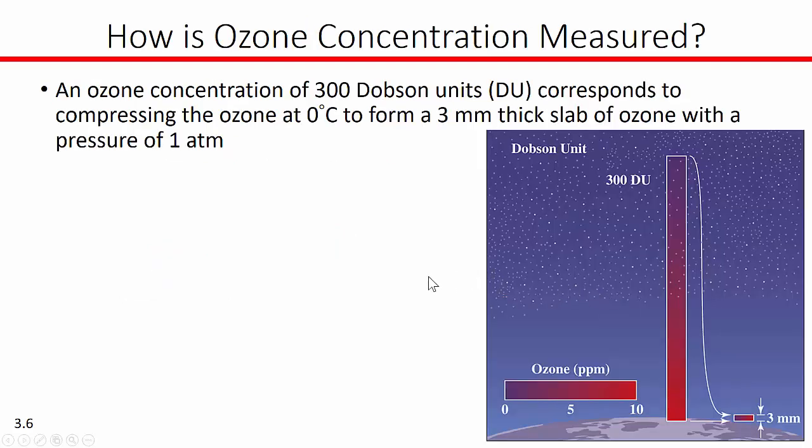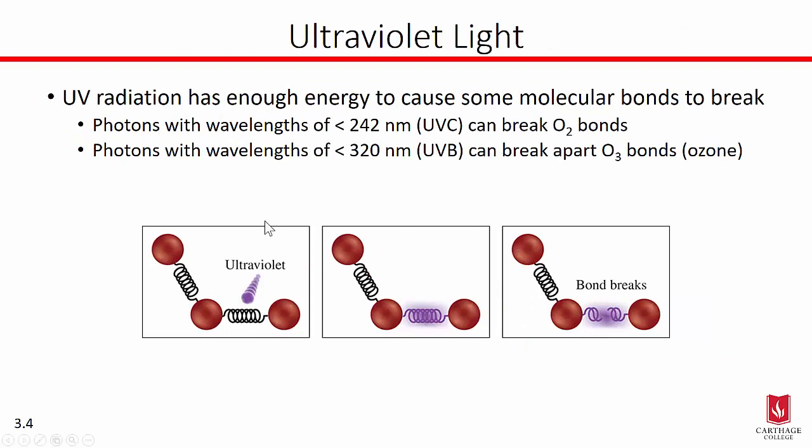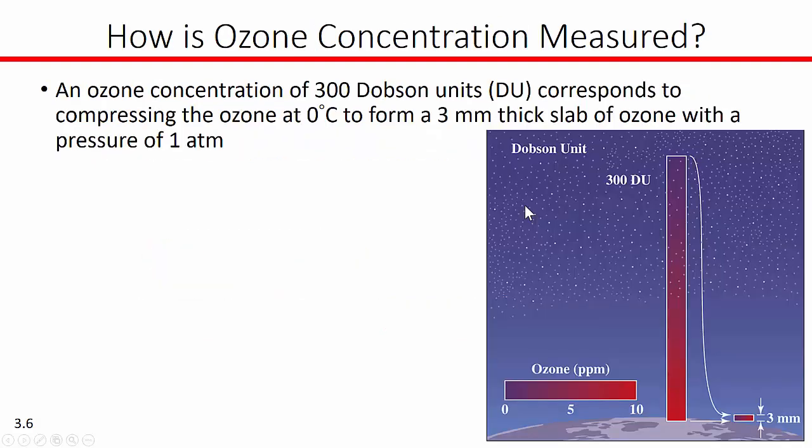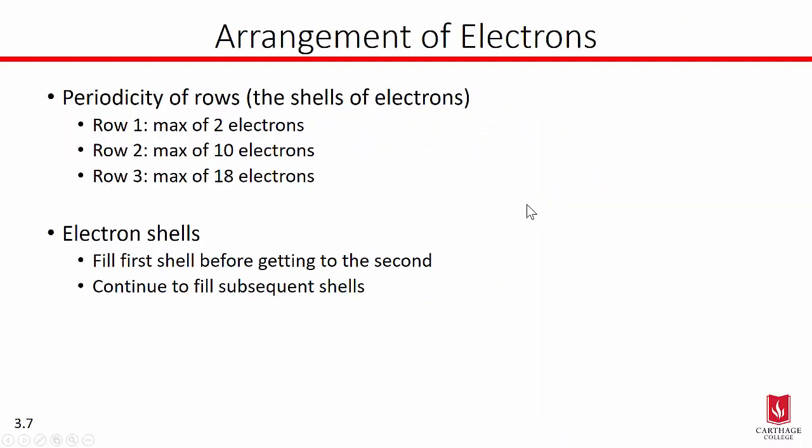Okay, so that gets us back to that piece of context. What I want to think about here is why does light of a certain energy break ozone molecules, but not break oxygen molecules. In order to understand that, we have to think about something called Lewis structures, which is the next topic here. In order to do Lewis structures, we have to understand the arrangement of electrons around these atoms that we've been talking about.